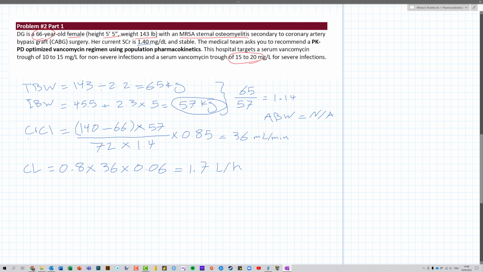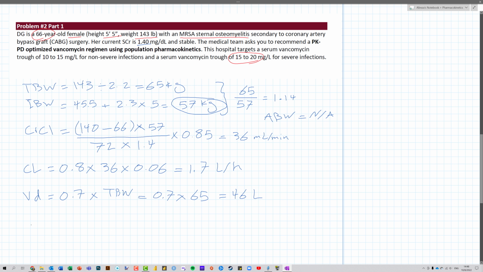That's vancomycin clearance. Next, we can do volume of distribution for vancomycin. Now, nothing in this problem indicated that the patient is either dehydrated or has fluid retention, so we're going to use the average of 0.7 times total body weight. So this is, again, total body weight. Make sure you use the correct weight. So this is 0.7 times 65, which would give you 46 liters. So this is volume of distribution.